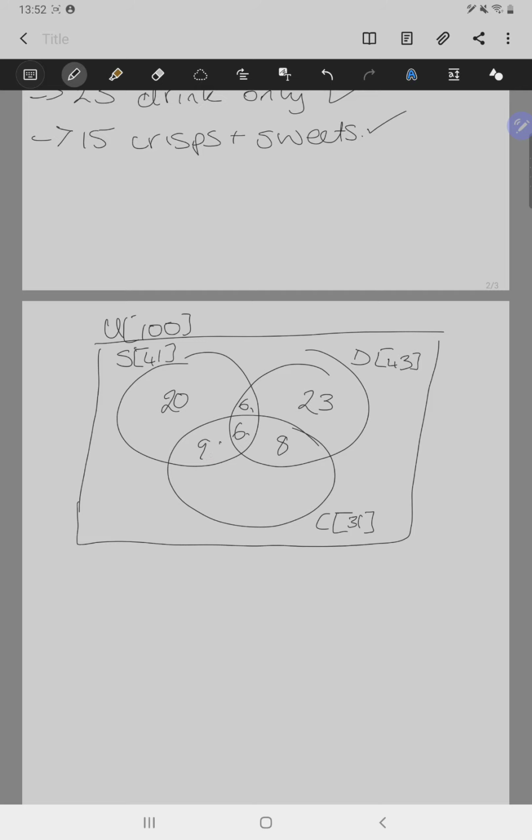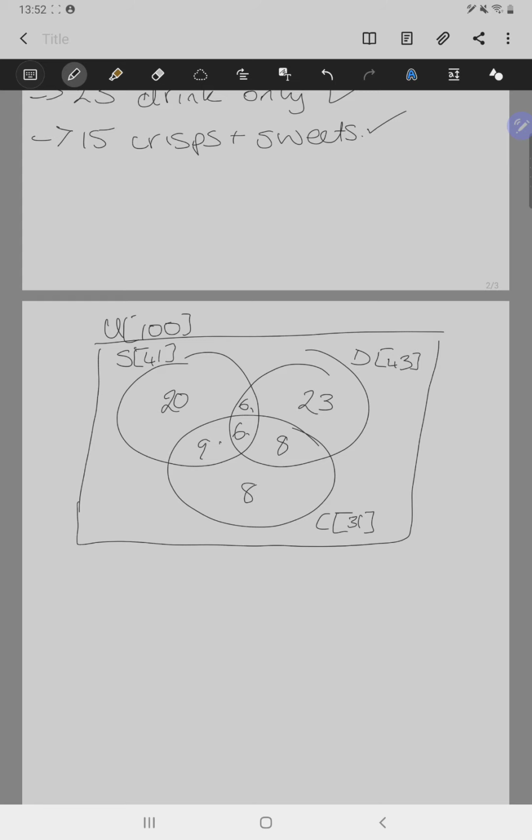Similarly, if you add up 9, 6, and 8 for the people so far in the crisps set, that brings you to 23. 31 people bought crisps in total. We've already accounted for 23 of them, so that means the remaining 8 have to go into crisps by themselves.